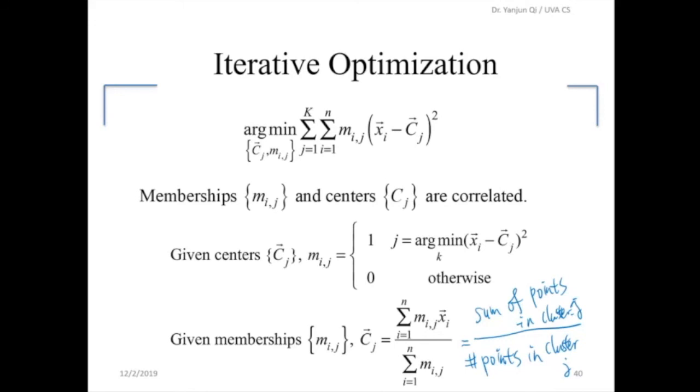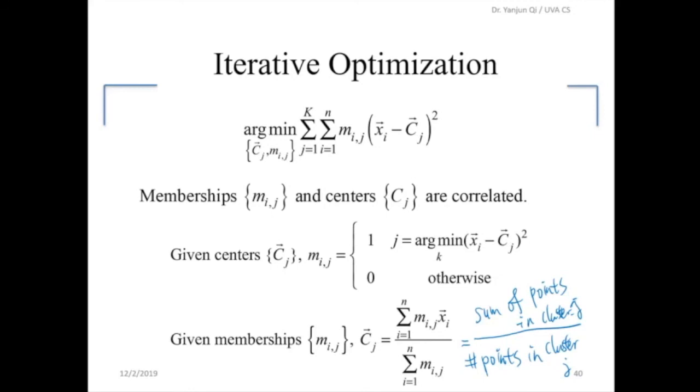And when the M is known, which is the state, you assign every point into a certain cluster. And now when you know the membership, the best cluster center is just the mean of whoever belongs to that cluster, which is exactly the solution. If you look at the solution, the upper is Mij times Xi over the summation of Mij.